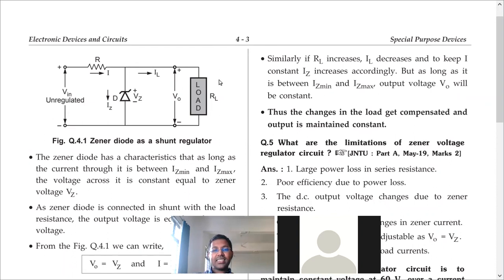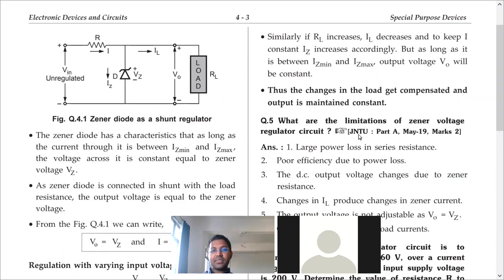So this is the Zener voltage regulator. Now let us see its limitations, which means drawbacks. First of all, large power loss in series resistance. There is current flowing through this series resistance, and this is loss. This is the input. Across the Zener diode, which is the same as across the load, is the output. So this is loss, large power loss in series resistance.